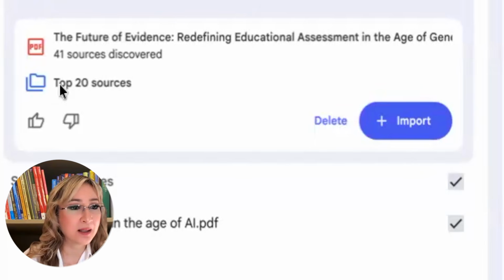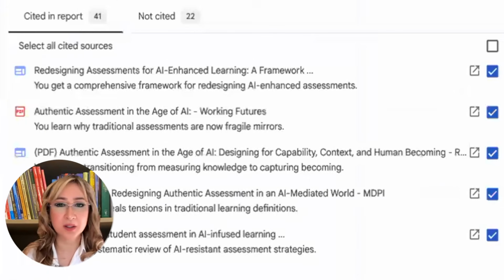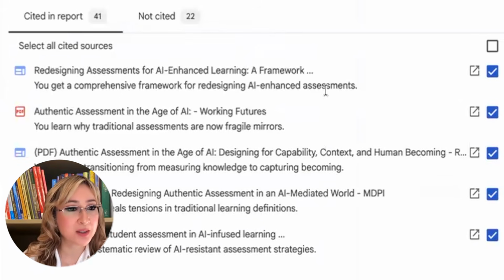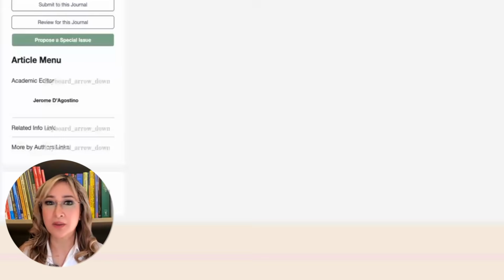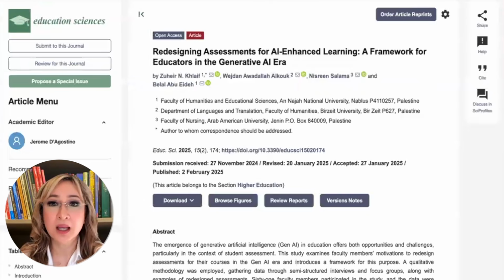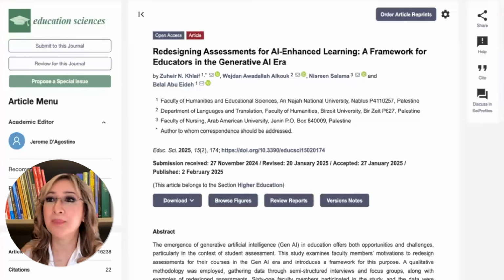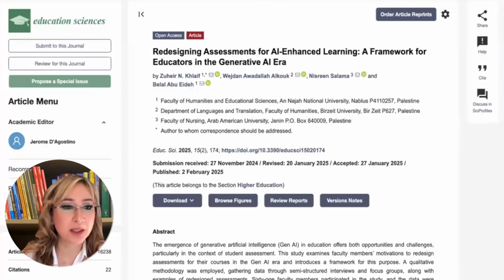Okay, I'm back and I've got some sources here. So I thought, let me click on the sources first. And I haven't added them to my folder on Notebook LM yet. So I just want to have a look at the 20 sources. So redesigning assessments for AI enhanced framework. And then I can actually have a look at it. So let me see whether I want this source or not. Yep, it looks like a paper. Yep, I'm going to keep that source, so I'll keep that ticked.